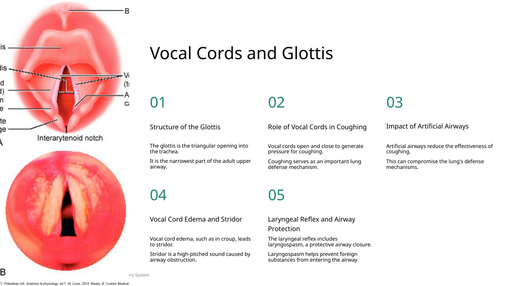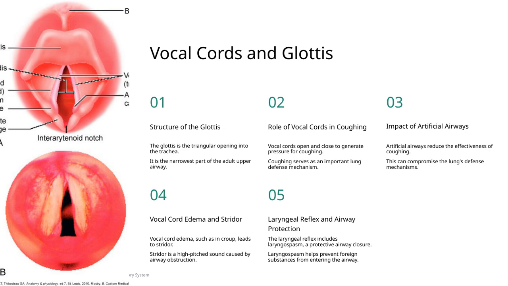Now, let's consider artificial airways. While they are often necessary in certain clinical situations, they can reduce the effectiveness of coughing. Since coughing is a key way our body clears the lungs of irritants and secretions, any impairment here can compromise our lungs' natural defense mechanisms. Next, the vocal cords play an essential role in coughing. They open and close rapidly to generate the pressure needed for a strong cough. This process is vital because coughing is one of our primary defenses against inhaled pathogens and debris.